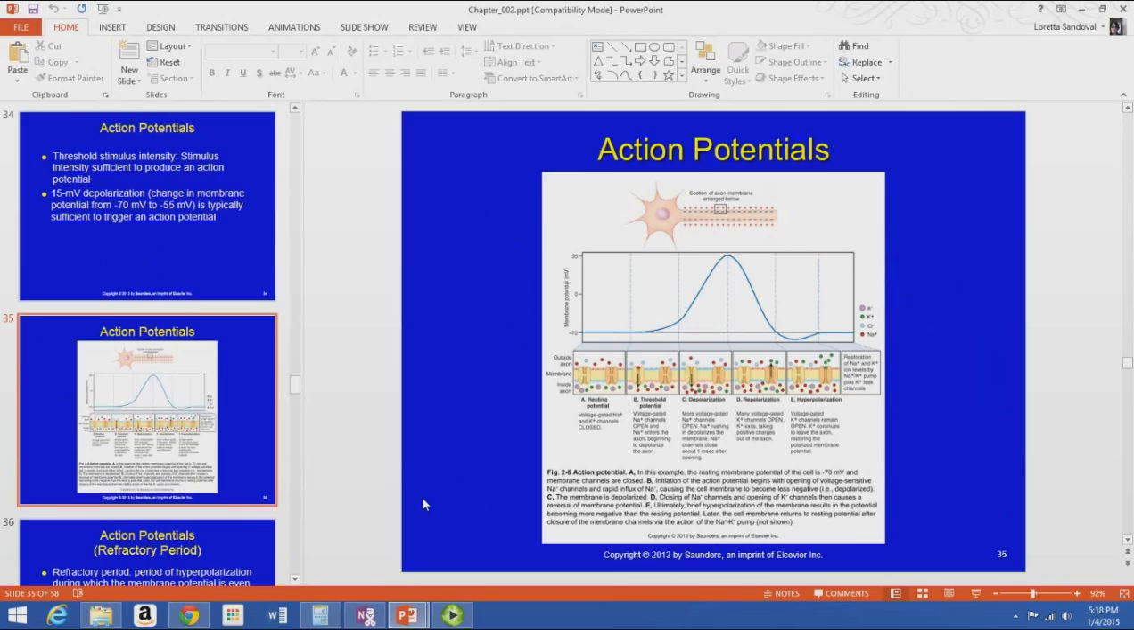So the threshold stimulus is a stimulus with intensity sufficient to produce an action potential. And I said earlier that it's about 15 millivolts of depolarization. So a change in the membrane potential from -70 to -55, that's typically sufficient to trigger an action potential. So in this diagram, which is figure 2.8 from your book, and there's an animated link in the Canvas classroom that shows this as well. And I really like the superimposing the graph on the membrane channels opening.